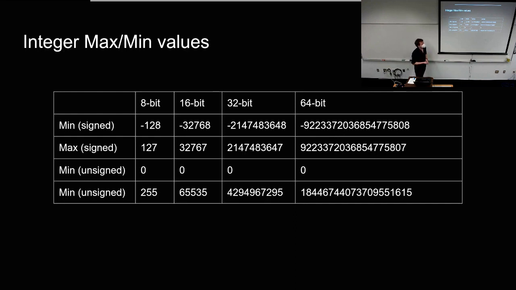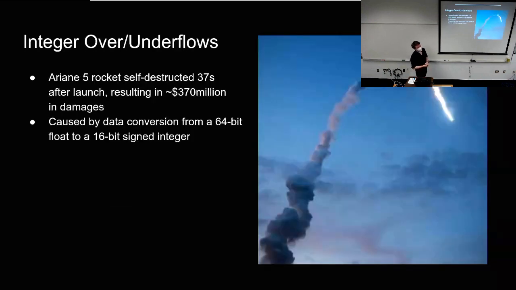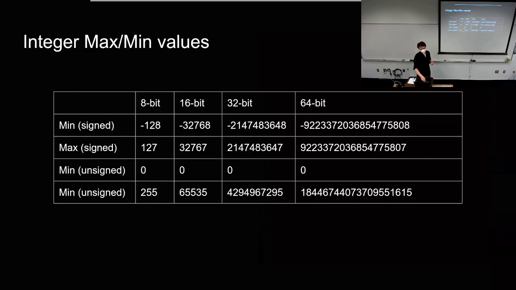Okay. So that's done on types. Let's start talking about some vulnerabilities that can occur from this, starting with integer over and underflows. I assume most of you have heard of this bug. It's basically when you look at the previous table, the maximum, say we have an 8-bit signed value. It can go up to 127.